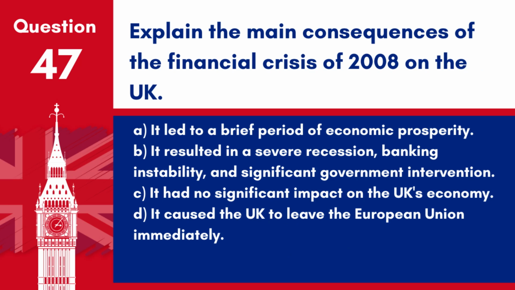Question 47. Explain the main consequences of the financial crisis of 2008 on the UK. A. It led to a brief period of economic prosperity. B. It resulted in a severe recession, banking instability, and significant government intervention. C. It had no significant impact on the UK's economy. D. It caused the UK to leave the European Union immediately.